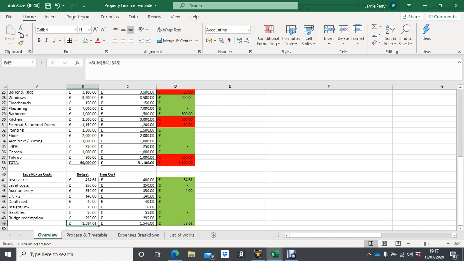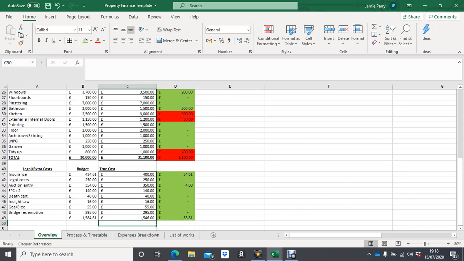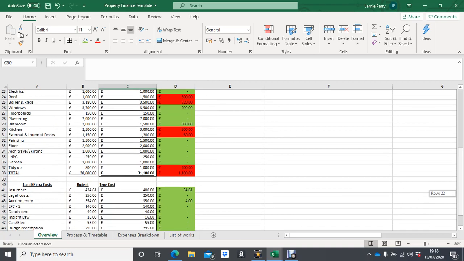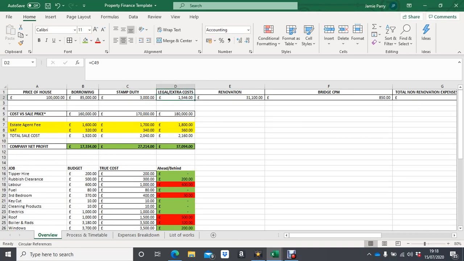Very similar to the legal and extra cost, we've got budgeted figures here, which our top end budget is what we put in at the top at the beginning when we're working everything out. And as we go along, we do our true cost. So as you can see, we're in quite a healthy position here with a fantastic saving of £38.61. Once again, these are all added up, and if we go up to the top, the legal and extra costs are there.